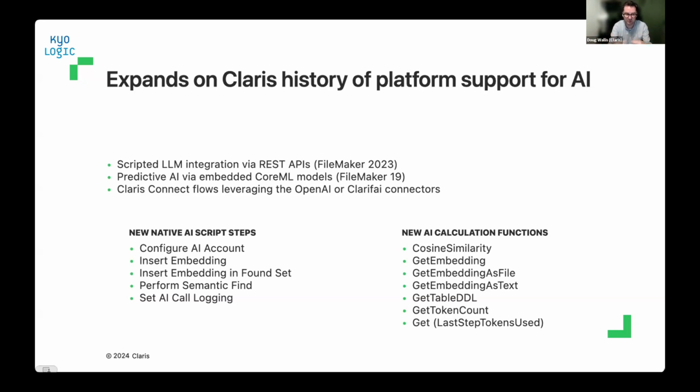With FileMaker 2023, when you're leveraging the REST API, you can start doing some work around it. And within Claris Connect, we have a couple of connectors that easily allow you to send data to OpenAI or Clarifai, and it gives you answers back. Essentially, you have script steps and functions, the whole system to grab the data from your FileMaker solutions, whether it's text or fields.